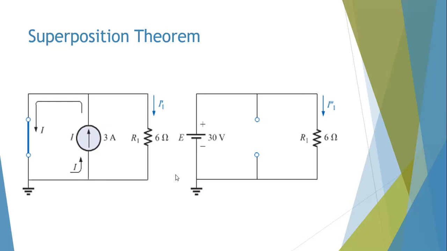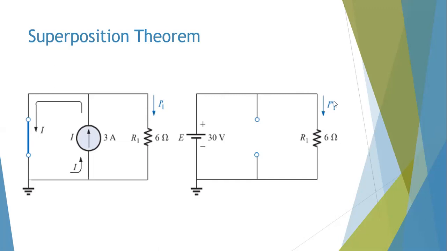Then alternately, on the second step, you're going to take off the current source by open circuiting it. I hope it's clear why we open circuit for a current source and why we short circuit for a voltage source. Now, in this case, what's going to be your I1 double dash? We've said that no current will flow here because it's open here. So the full 30 volts will actually appear across your 6 ohm resistor.